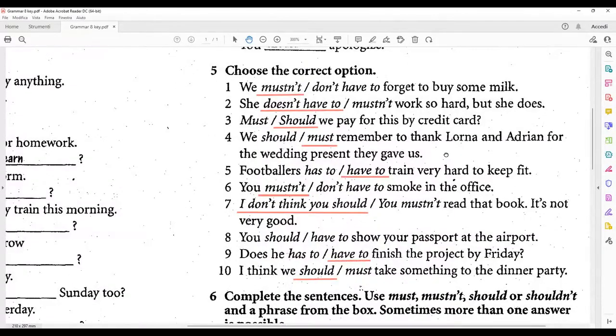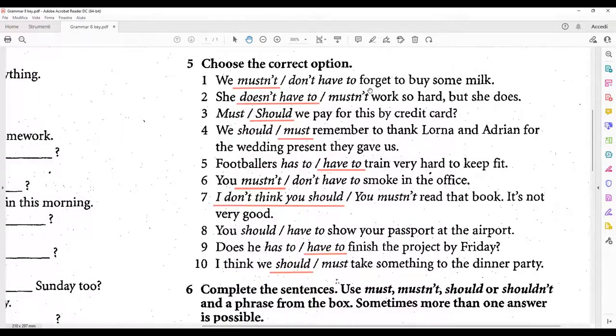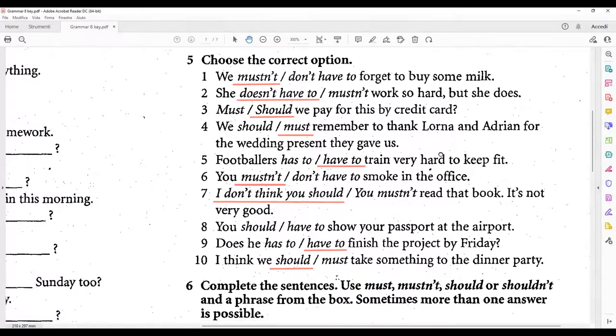Choose the correct option. We mustn't forget to buy some milk. She doesn't have to work so hard, but she does. Should we pay for this by credit card? I mean, should we use a credit card?